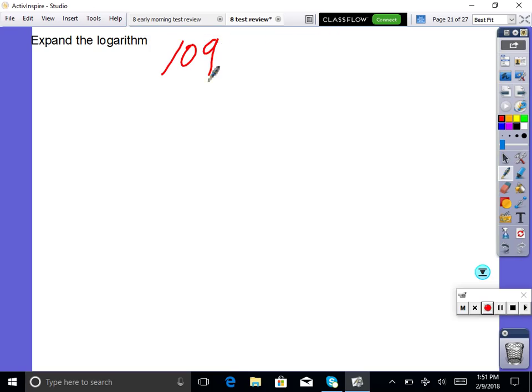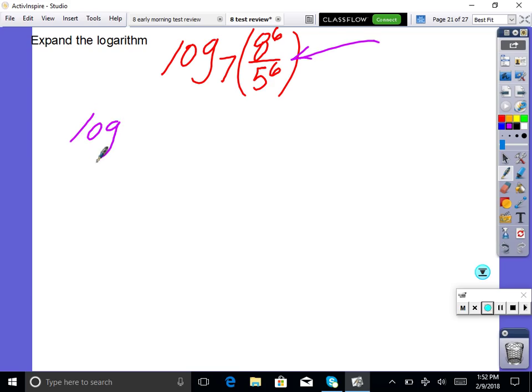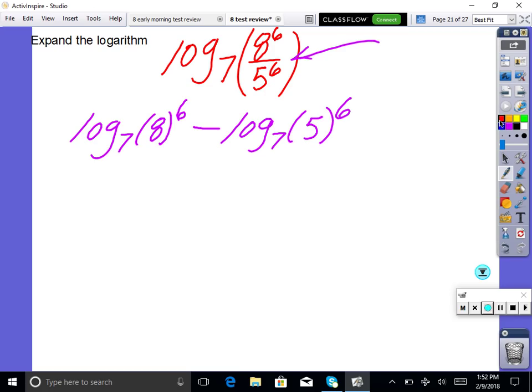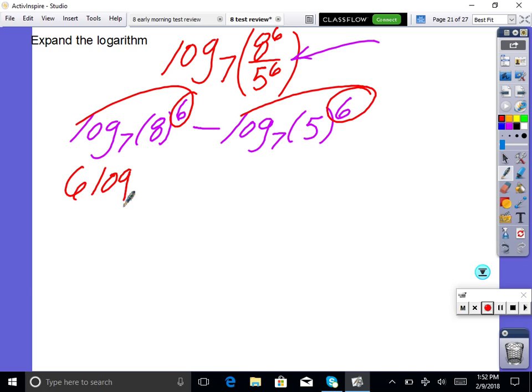Expand the logarithm. So this is really in parentheses, keep in mind. So you'd say, okay, I'm going backwards. I'm splitting this apart. So when you divide, you subtract. So I have log to the base 7 of 8 to the 6th power minus log to the base 7 of 5 to the 6th power. And if we're expanding that, then we should be bringing our exponents down here. 6 log to the base 7 of 8 minus 6 log to the base 7 of 5.